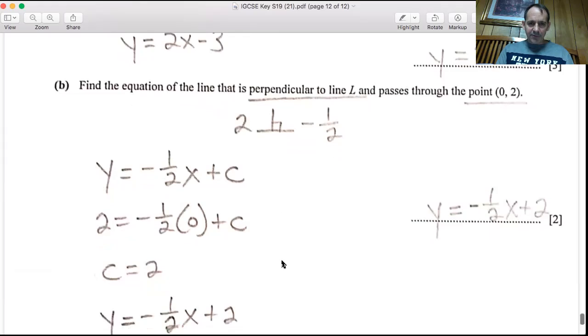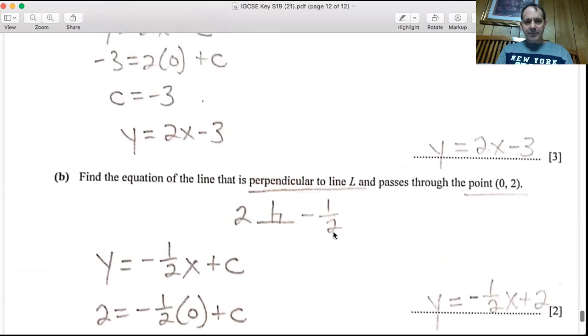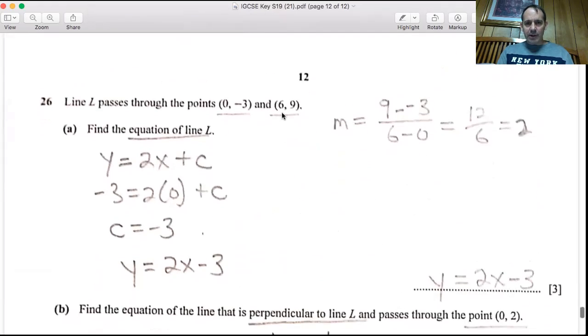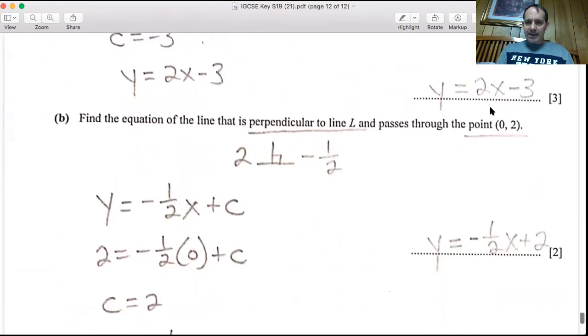This is where you have to be careful with perpendicular lines when you find the c. A lot of students go back up here and use one of the original coordinates. You can't do that. These are the endpoints of the other line. You need to make sure you have a coordinate that is on your perpendicular line. Neither of these 2 points are on the perpendicular line. The perpendicular line goes through the point 0, 2. You need to use that coordinate. So be careful for perpendicular lines that you use a coordinate that is on your line.